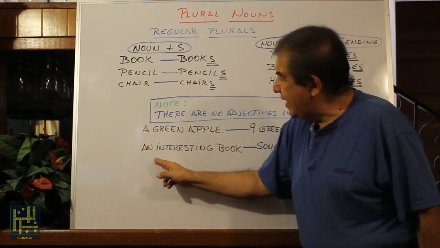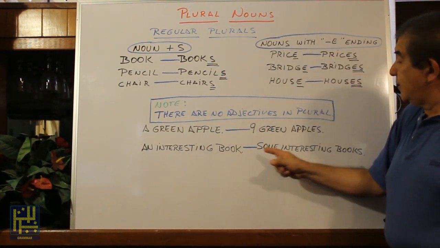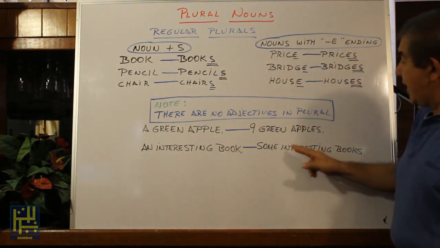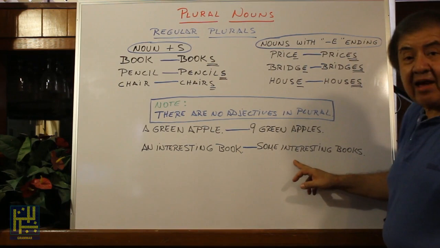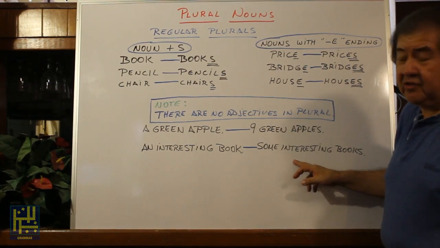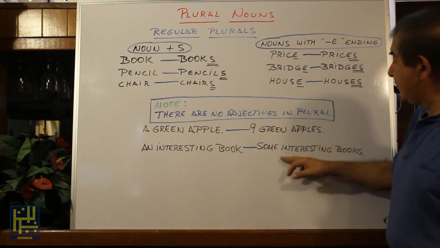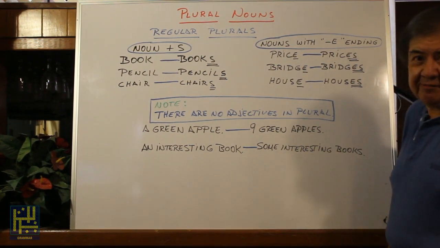Another example is an interesting book. The plural is some interesting books. The adjective interesting doesn't have an S here. It's not a plural. So the plural is in the noun, books. Some interesting books.